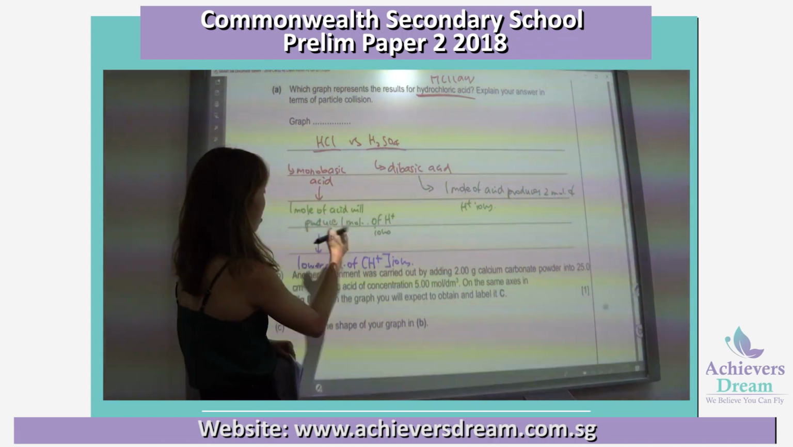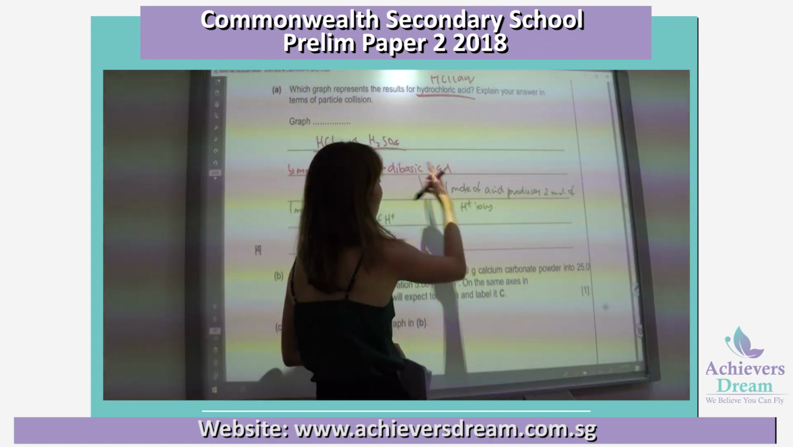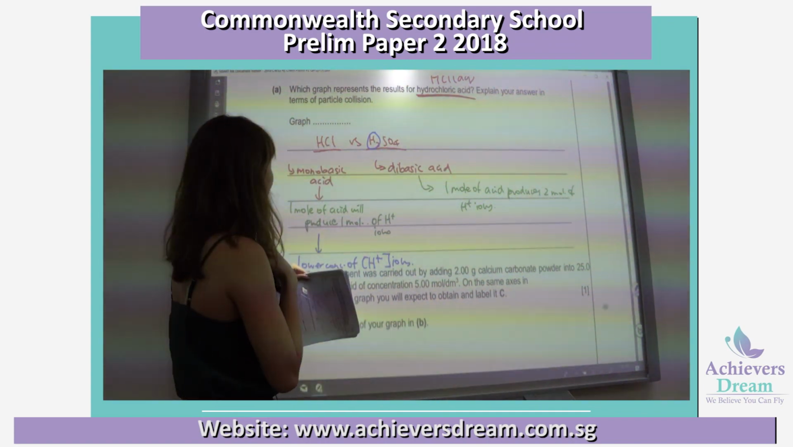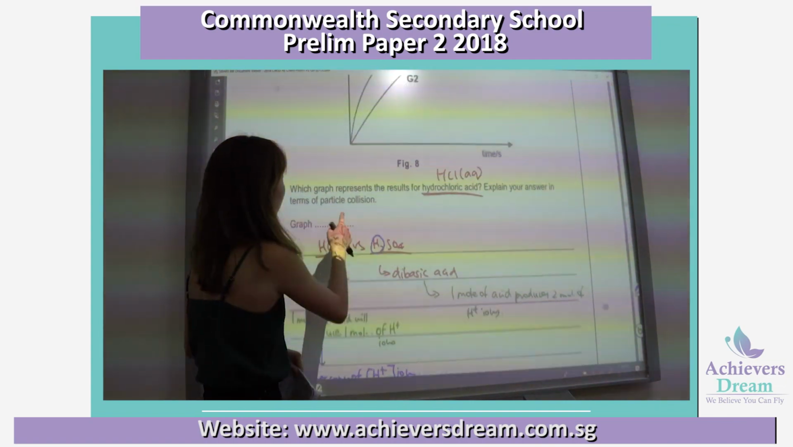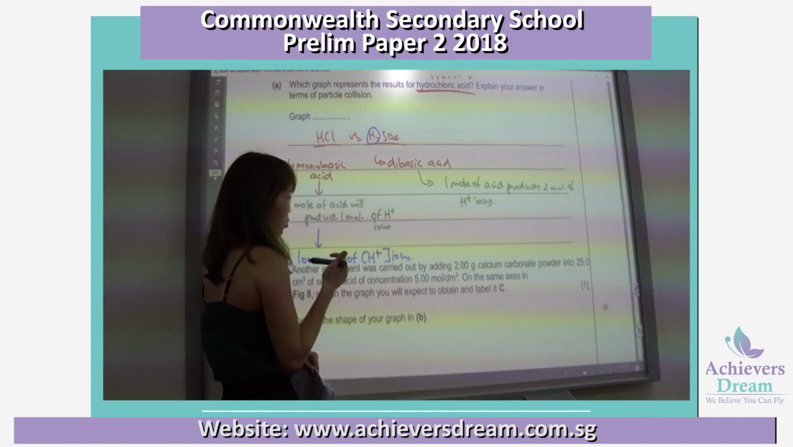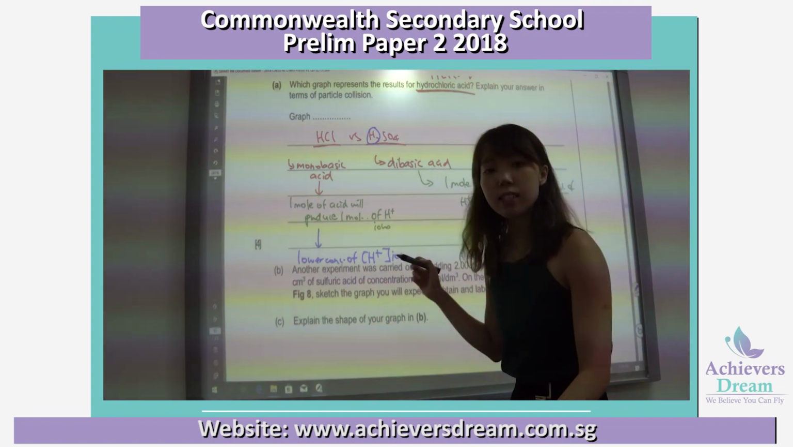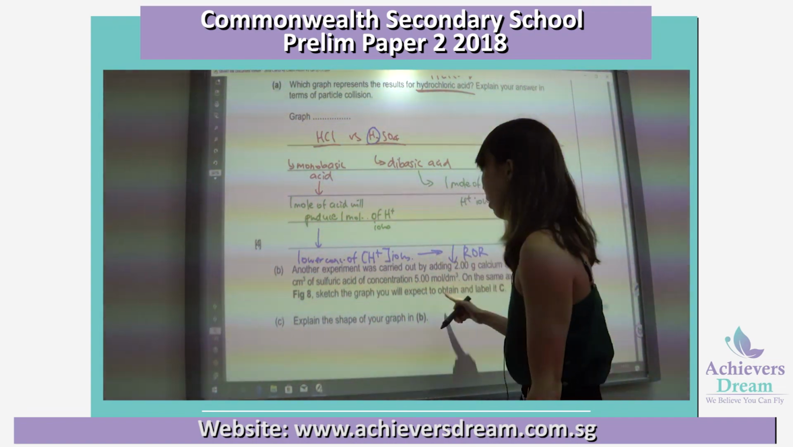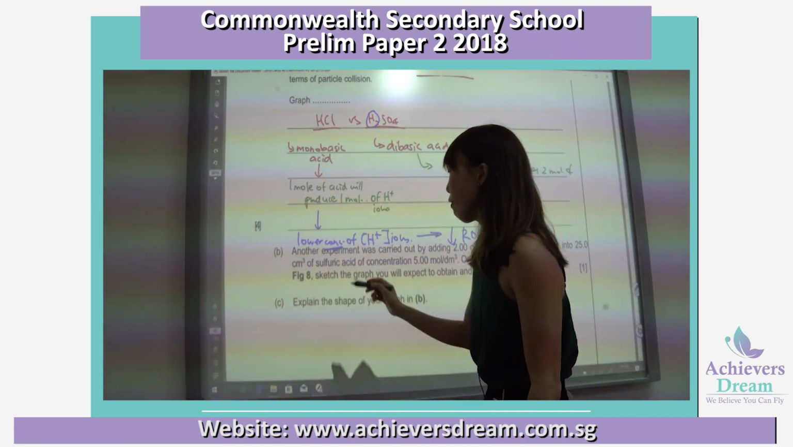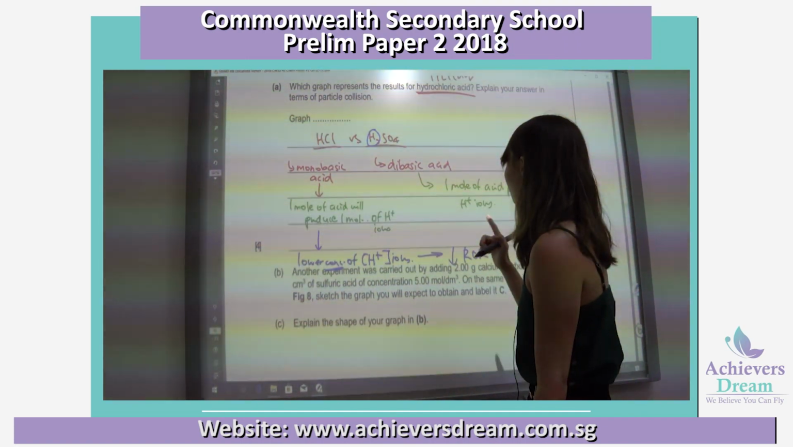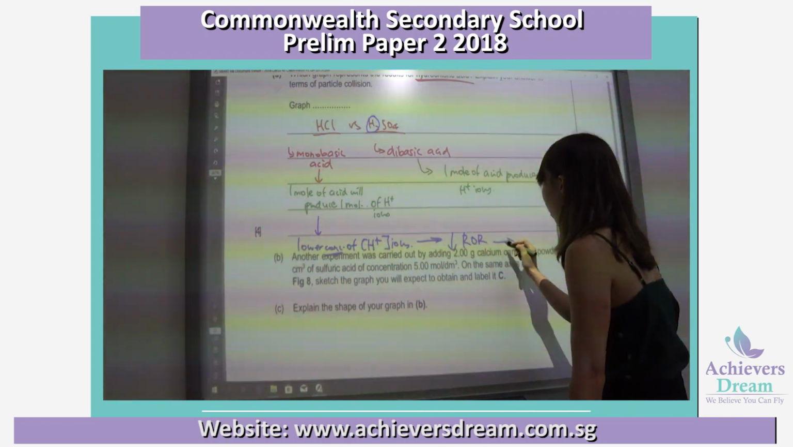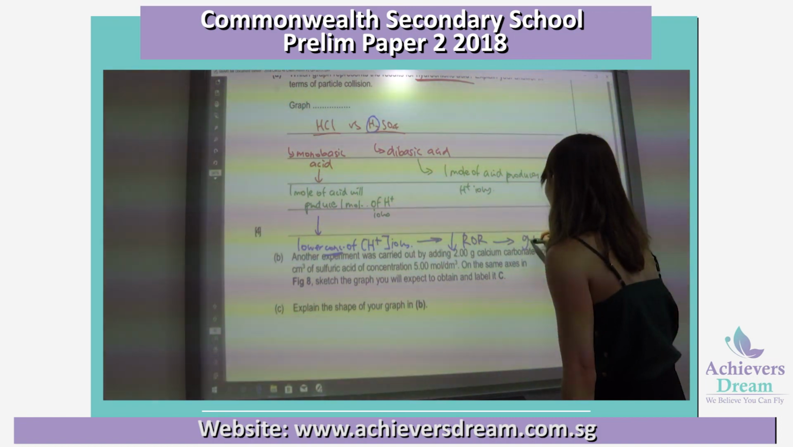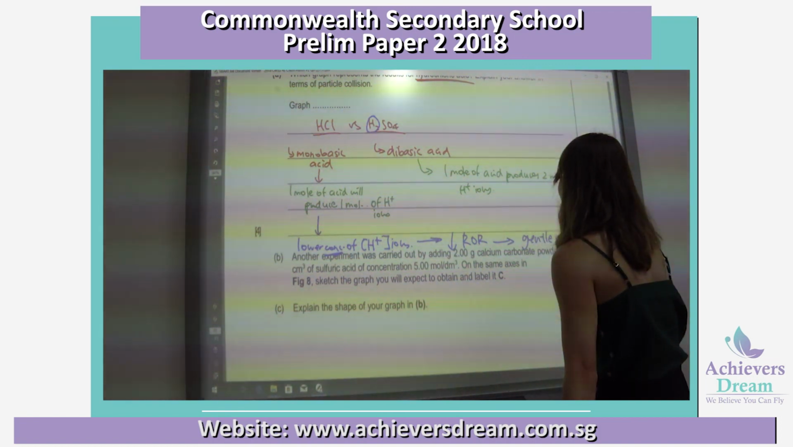It only produces 1 mole of H plus ions, whereby H2SO4 produces 2 moles of H plus ions. So your HCl will have a lower concentration of H plus ions, and when there is a lower concentration of H plus ions, what does it mean? It means that there will be a slower rate of reaction, correct? Remember, concentration is a factor for speed of reaction. So a lower concentration is represented by a gentle gradient.